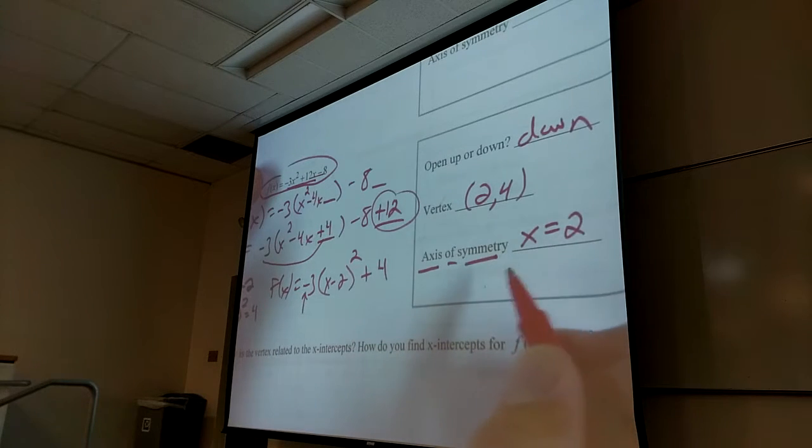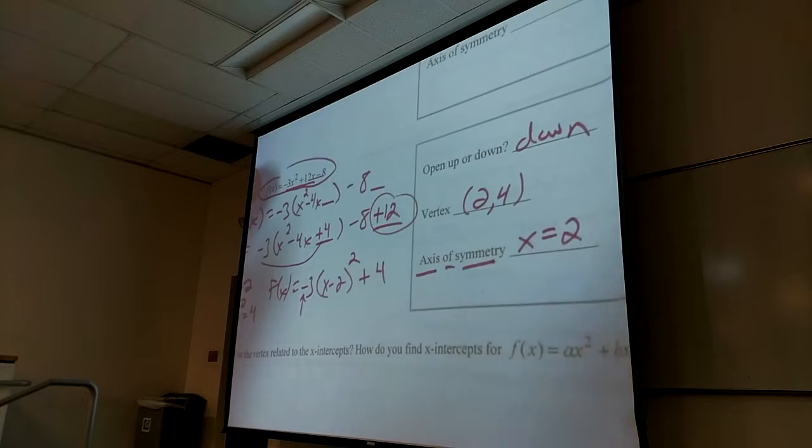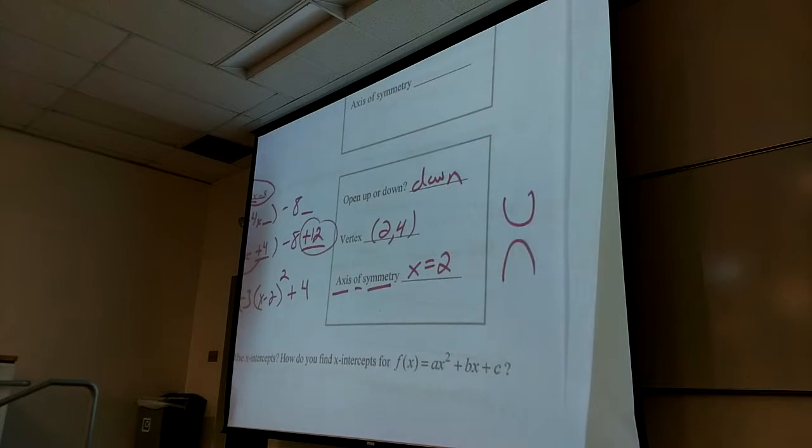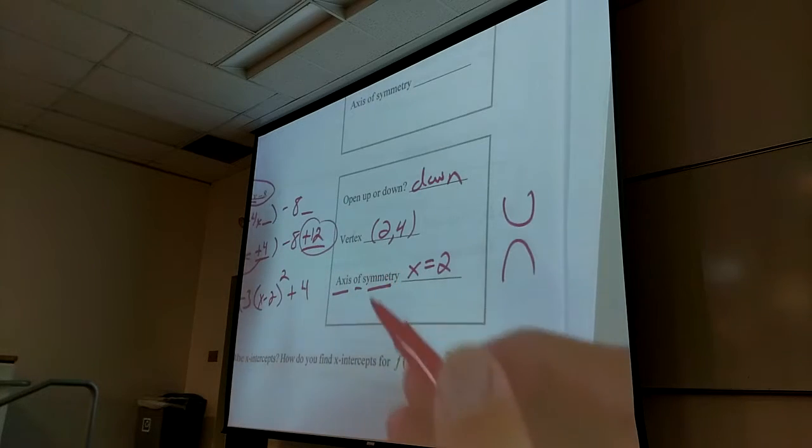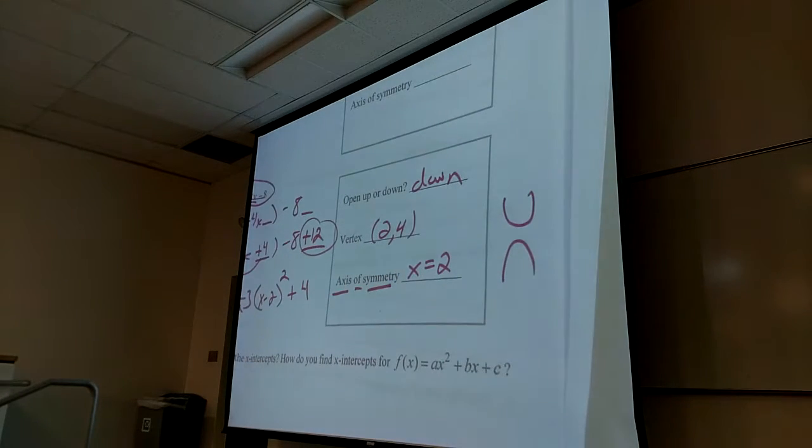I want you to realize something. For an up and down parabola, it is always x equals the x piece of the vertex. Always. If it was a sideways parabola, it would be y equals the y piece, but let's not worry about that yet. We're not doing sideways parabolas yet.